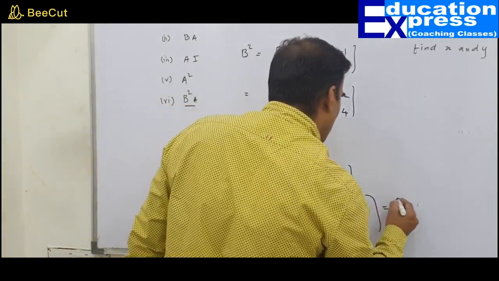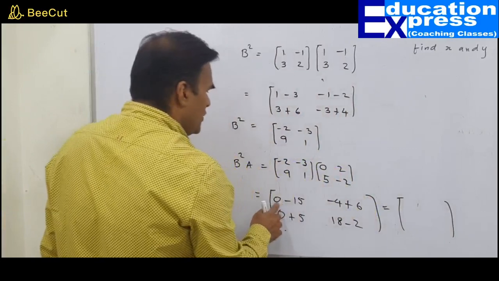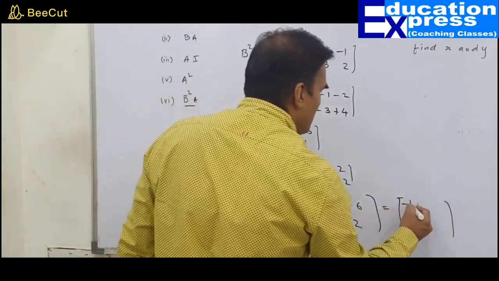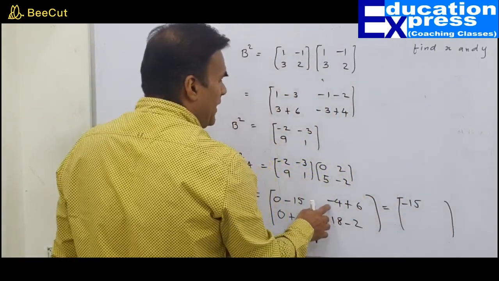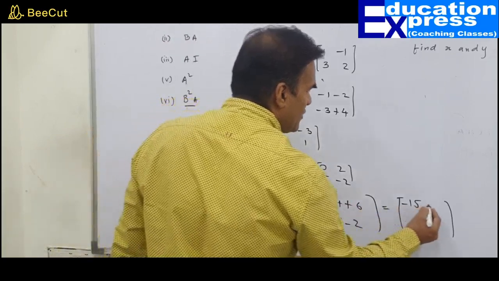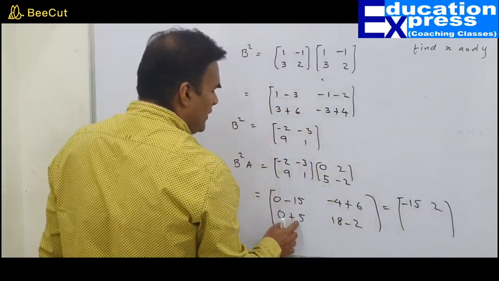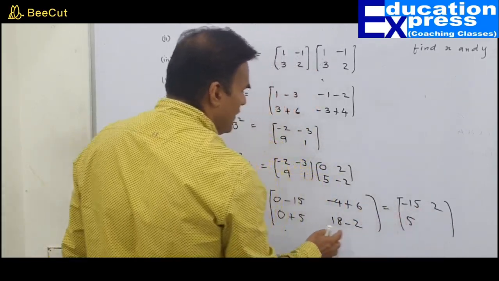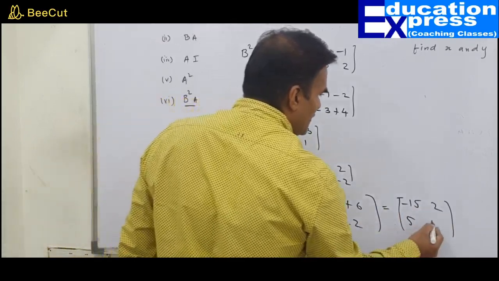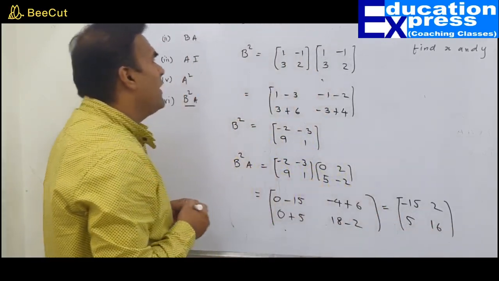So, what is the ultimate outcome? 0 minus 15, that's minus 15. Minus 4 plus 6, 2. 0 plus 5, 5. 18 minus 2, 16. This is the final answer.